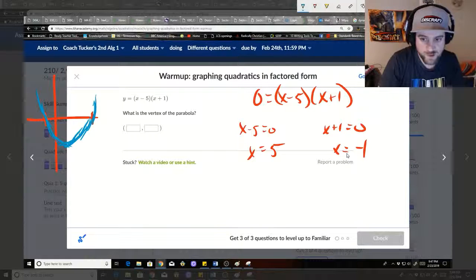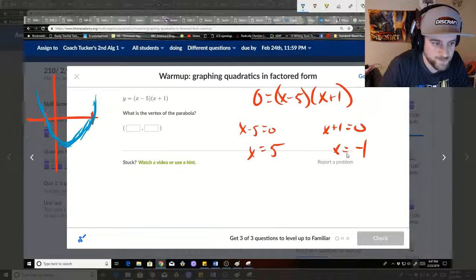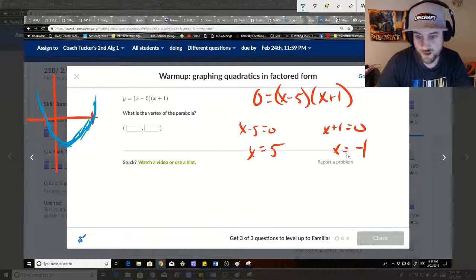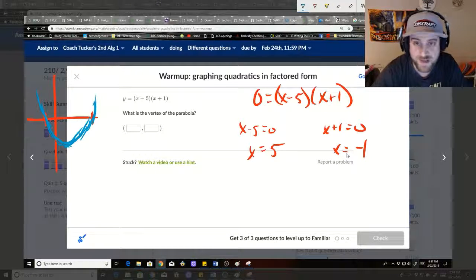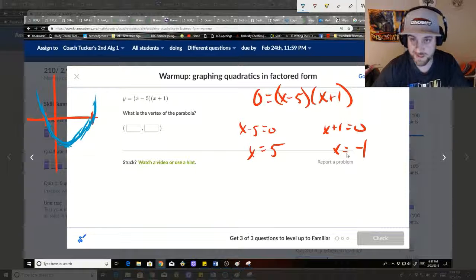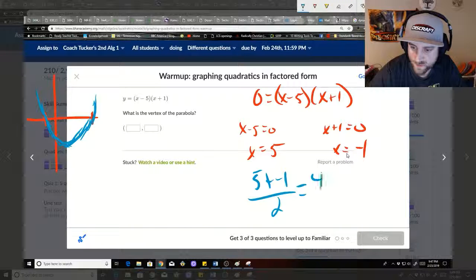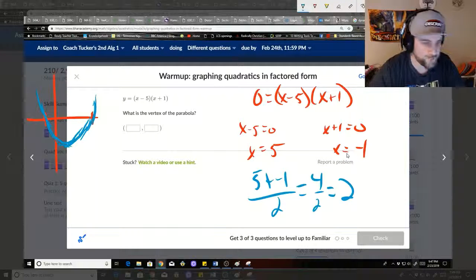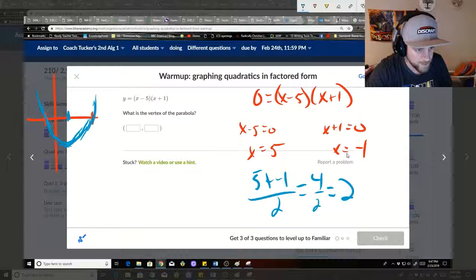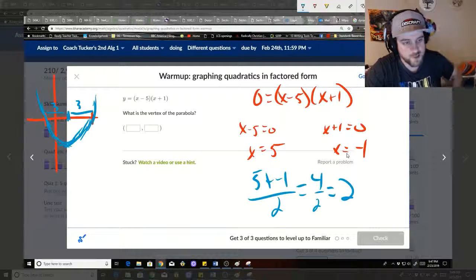So, if I look halfway between these two, what is that? Well, the easiest way to do this, in all honesty, is just to add them and divide by 2. That's the little secret way to do it. So 5 plus -1 divided by 2 is 4 divided by 2, which is 2. And if you think about it, it's 3 to get there from each side, so yep, 2 is in between the two.